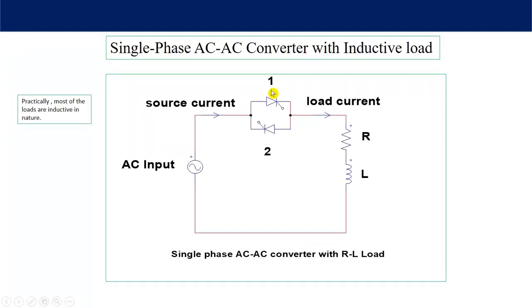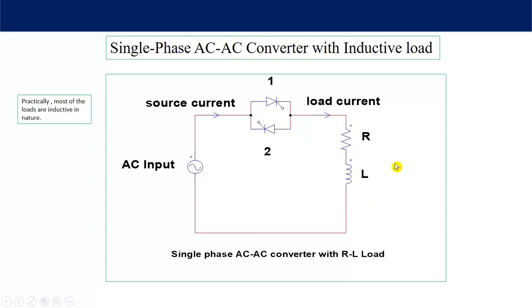Here you can see that two thyristors are connected in anti-parallel. Thyristor number 1 will conduct in the positive half cycle of the input voltage and thyristor 2 in the negative half cycle. At the same time, the source current is equal to the load current. Now the problem is that instead of a resistive load, an RL load is connected and the load is highly inductive.